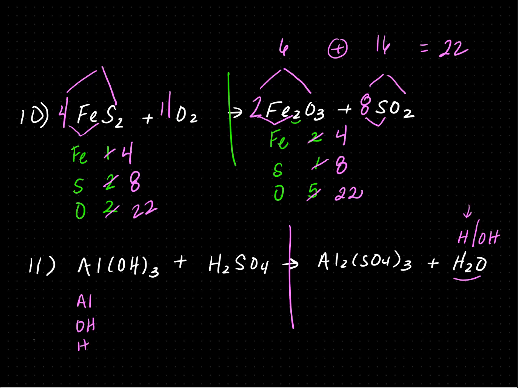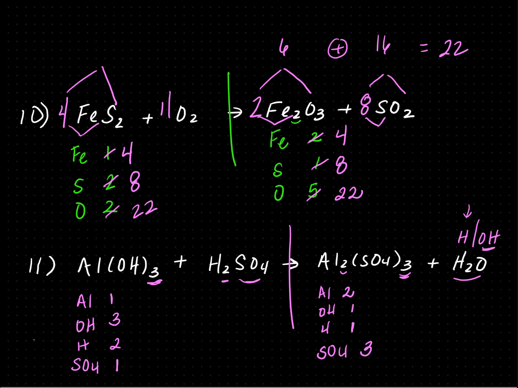And SO4 is a polyatomic that appears on both sides. There is 1 aluminum, there's 3 oxygens, there are 2 hydrogens, and 1 sulfate. SO4 is sulfate. There's only 1 of them. I'm going to keep the same order on the opposite side. So there are 2 aluminums, there are 3 sulfate, there is 1 hydrogen, and 1 hydroxide. So my aluminums are not balanced.